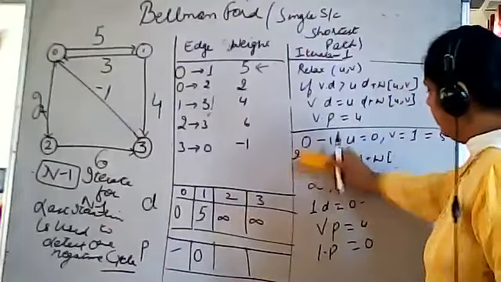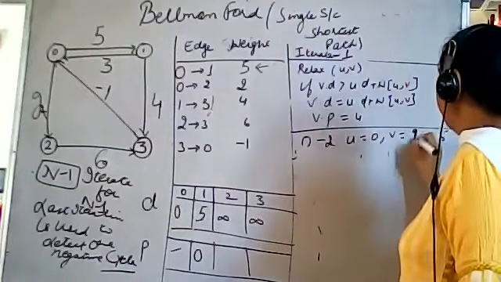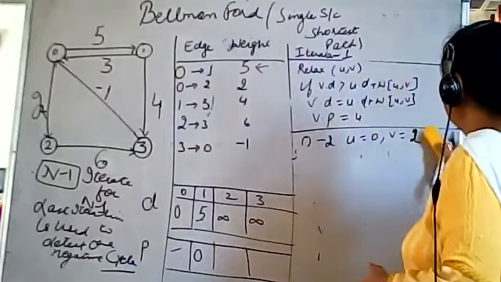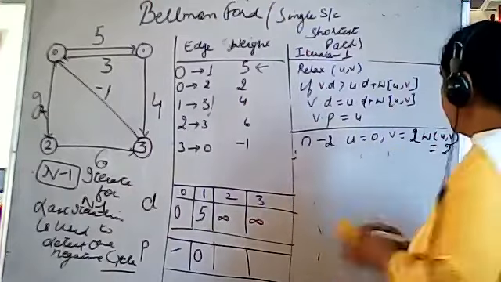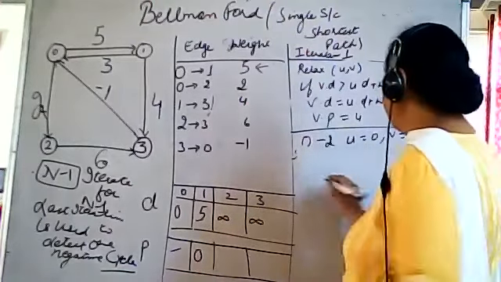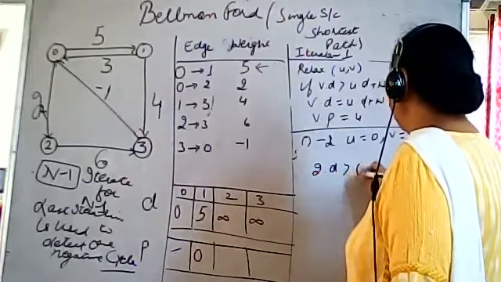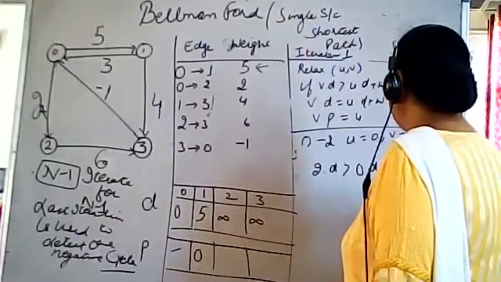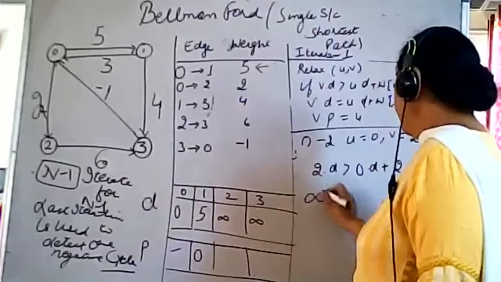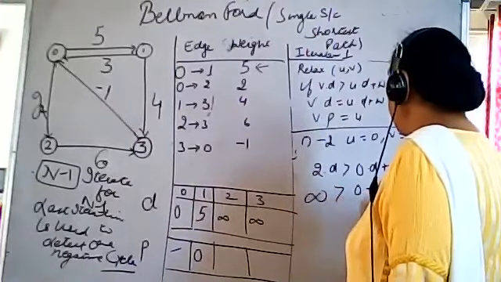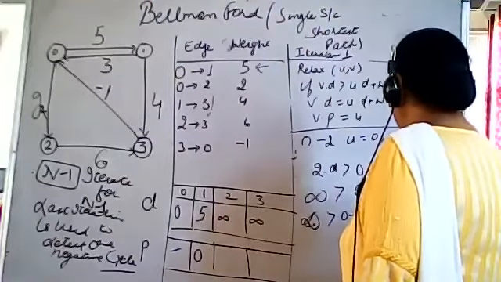So next edges, what? 0 to 2. U is 0 and V is 2 and the cost is 2. W of U comma V is 2. So I'll simply put this value. 2 dot D is greater than U dot D, 0 dot D plus weight is 2. So 2 dot D is, what is the value? Infinity. Infinity is greater than 0 plus 2, that is 2. So put the better value here.